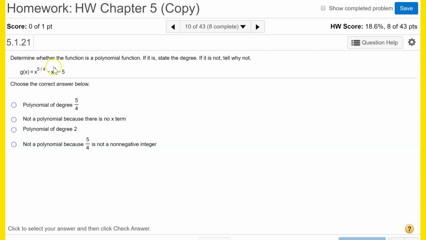All right, is this function a polynomial? Well, the coefficients are real, but the exponents, that 5/4 exponent, is not a whole number. Okay, so it's not a polynomial because 5/4 is not a non-negative integer. Non-negative integer is another way to say whole number.